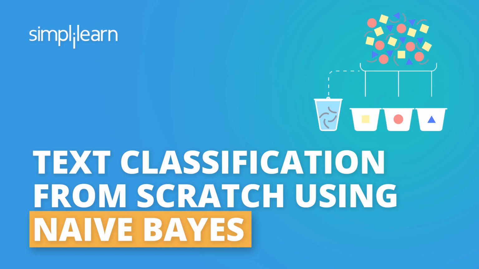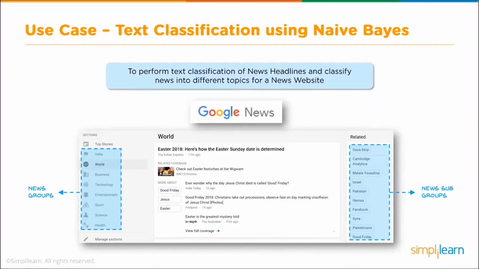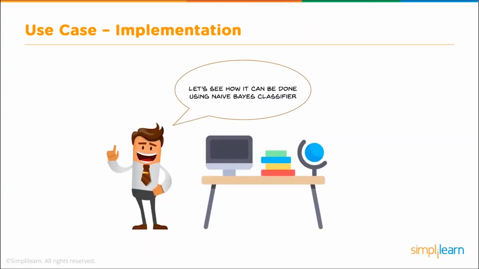But we're going to do a Python code doing text classification, very popular for doing the naive Bayes. So we're going to use our new tool to perform a text classification of news headlines and classify news into different topics for a news website. As you can see here, we have a nice image of Google News, and then related on the right, subgroups. I'm not sure where they actually pulled the data we're going to use from. It's one of the standard sets. But certainly this can be used on any of our news headlines and classification. So let's see how it can be done using the naive Bayes classifier.